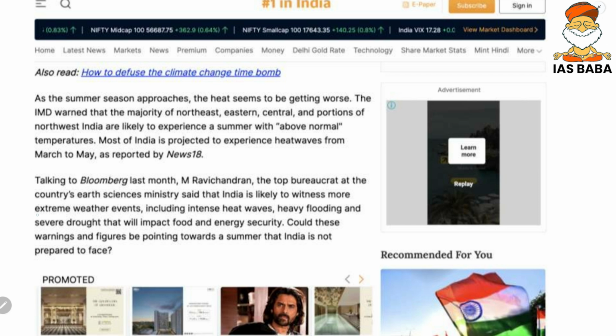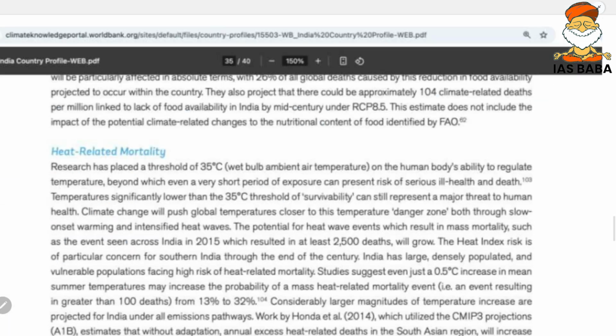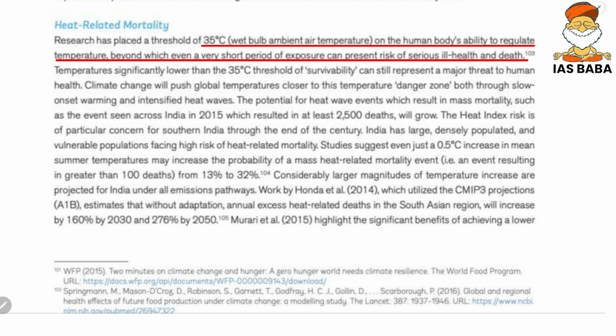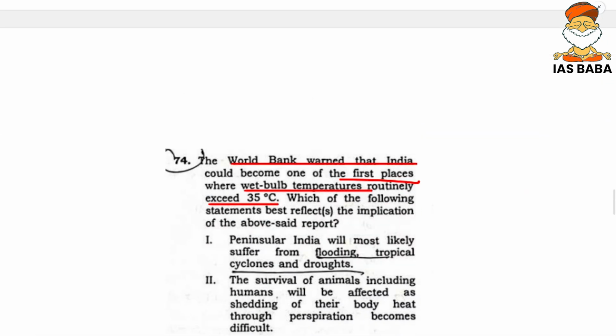What does it say? That if the temperature increases, then it can cause severe heat waves, heavy flooding, and drought also, and this will impact the food and energy security overall. A report released by the World Bank here mentions that if the wet bulb ambient temperature, that is 35 degrees Celsius, is exceeded, then what would happen? There would be serious ill health and death, and not only with respect to human beings but other living organisms as well.